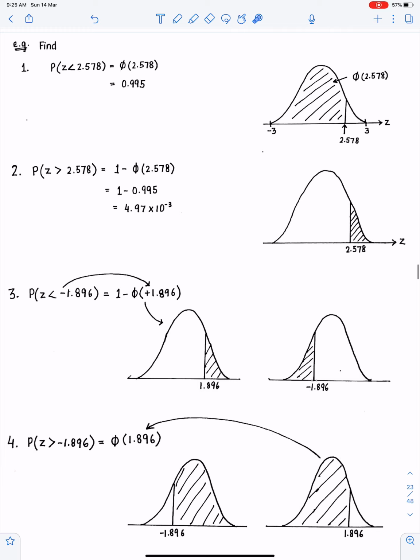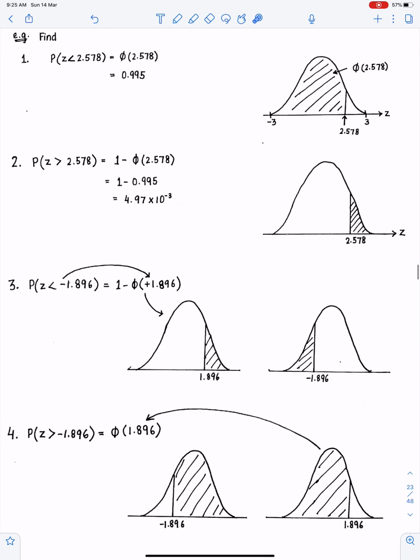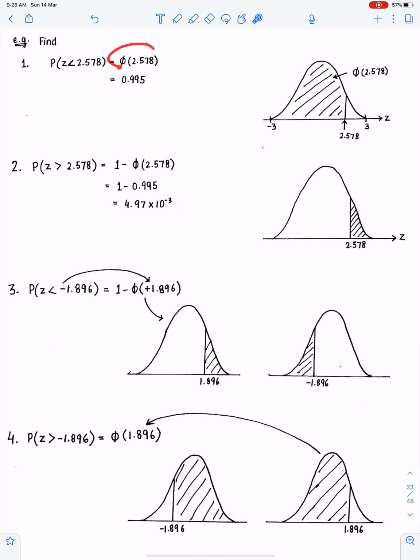So this must be phi, and you all know how to get this value from the table. I will not discuss this now because I already have discussed it earlier in this lecture. So if you have any query, you can watch the first part of this lecture again.